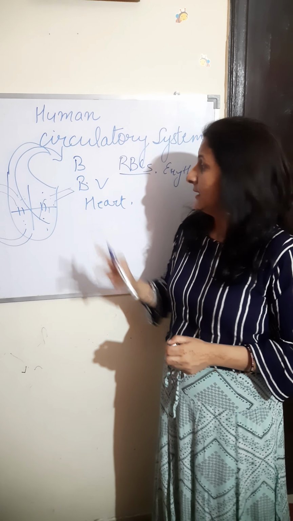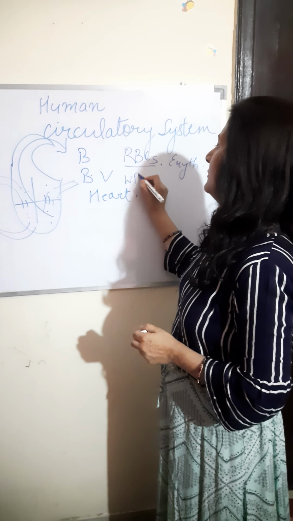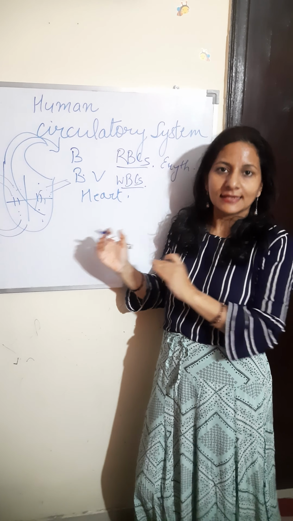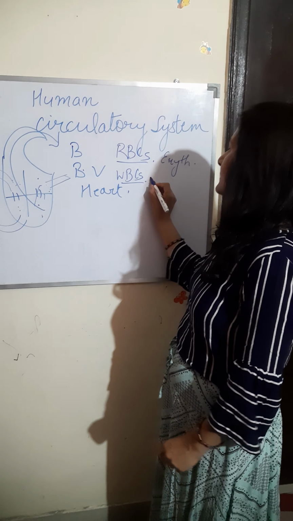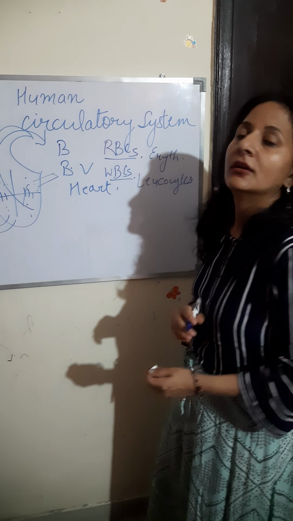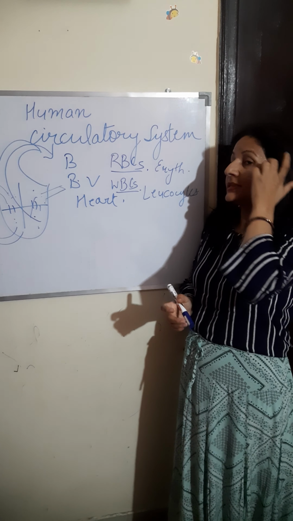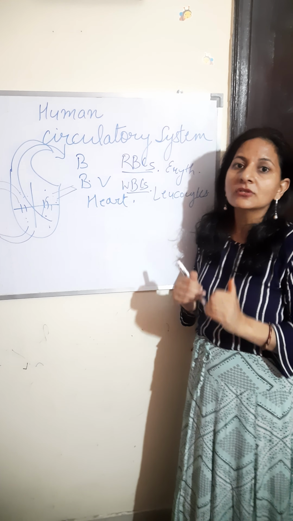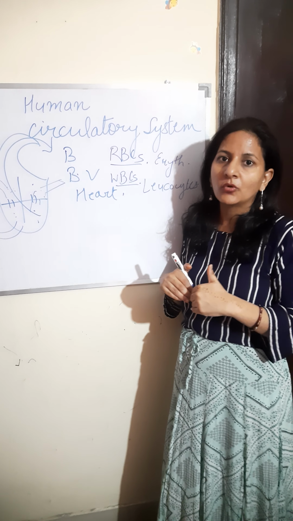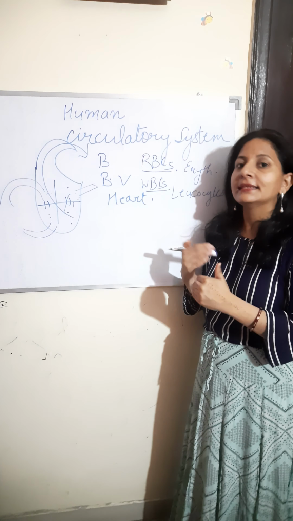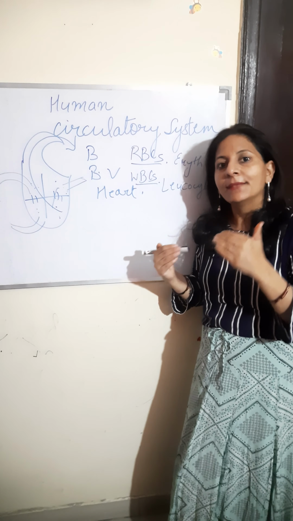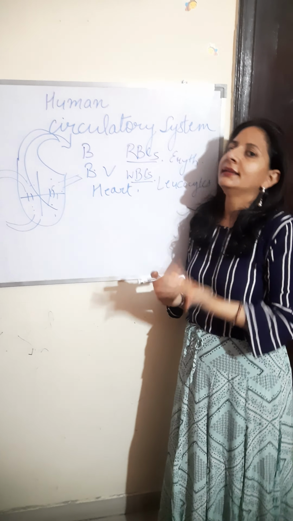The second is your WBCs. WBCs are the white blood cells, or we call them leukocytes. Now these leukocytes are called the soldiers of the body. Whenever germs enter your body, these white blood cells kill these germs and act as a soldier of the body and prevent your body from diseases.